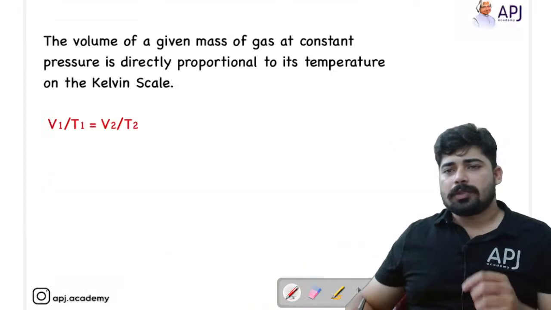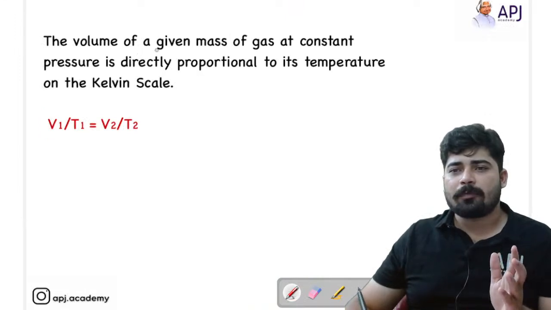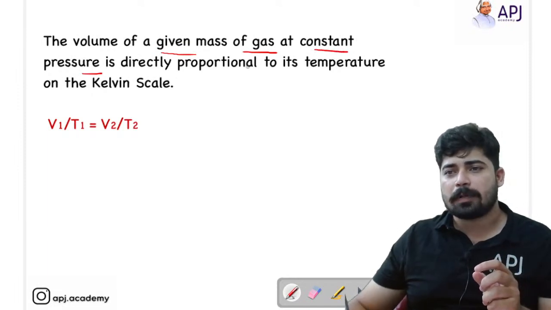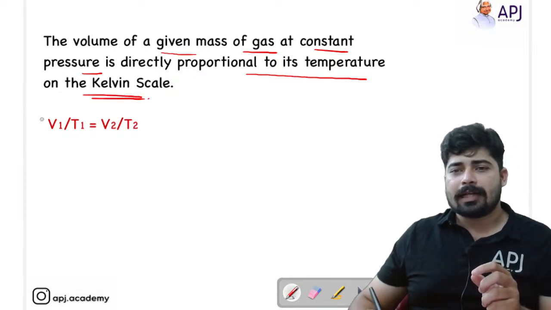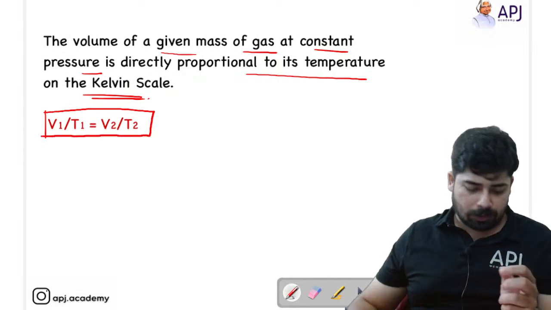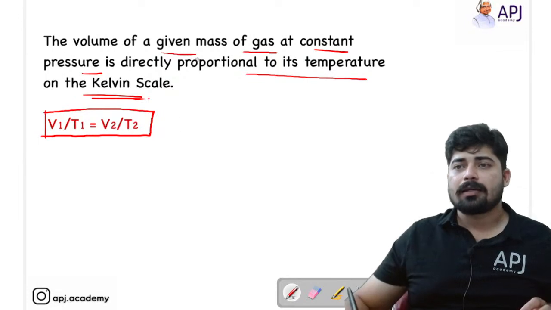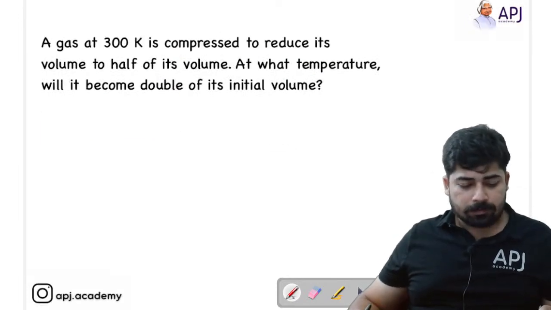Now let's move on to the next slide, and this I have already discussed, that the volume of a given mass of gas at constant pressure is directly proportional to its temperature on the Kelvin scale, and that is V1 by T1 is equal to V2 by T2. Now let's do a problem.